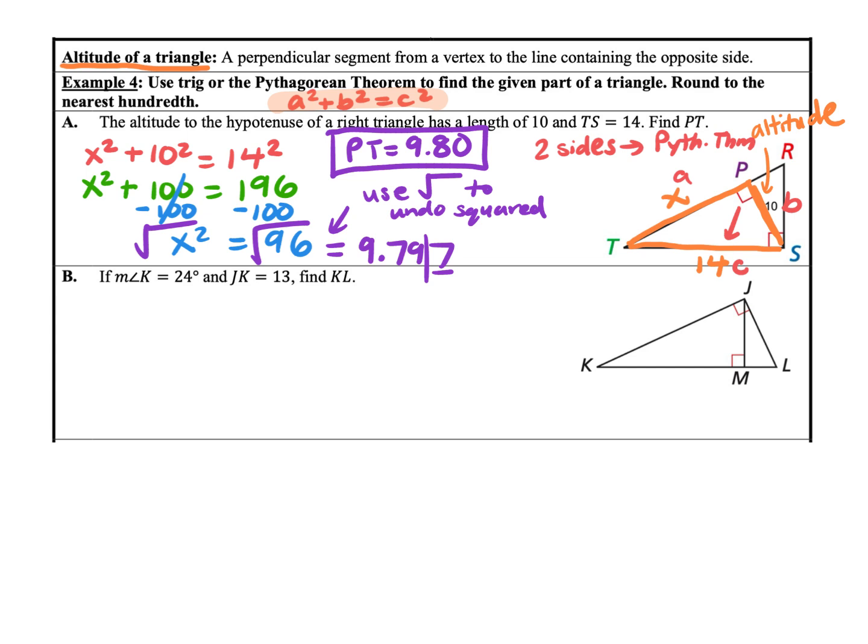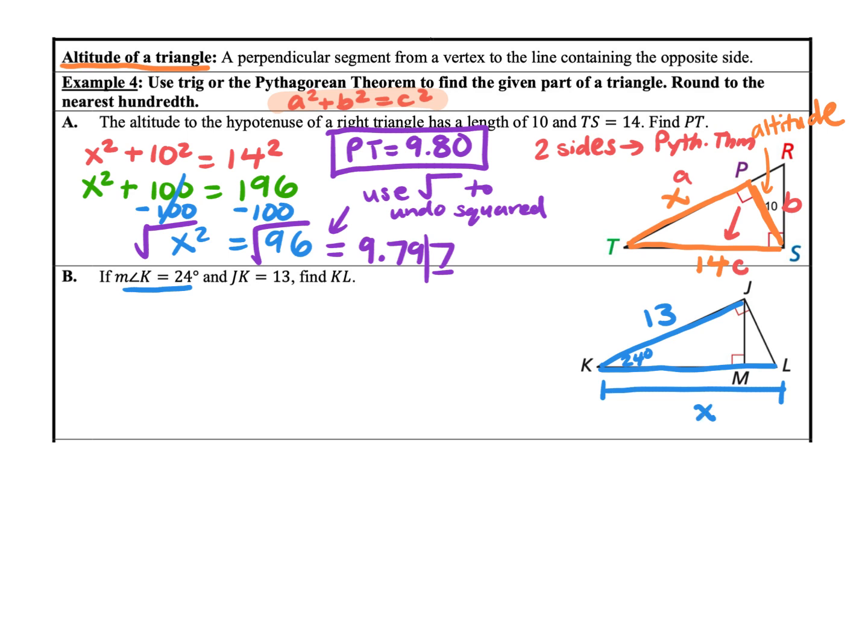All right, one final problem here. In this next one, we're given that angle K is 24 degrees and JK is 13. So here's JK, 13, and we want to find KL. So KL is all the way across here. I'm looking at the big triangle on the outside. That's what I want to find.